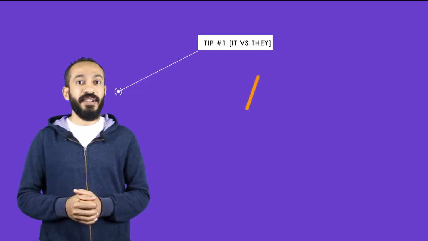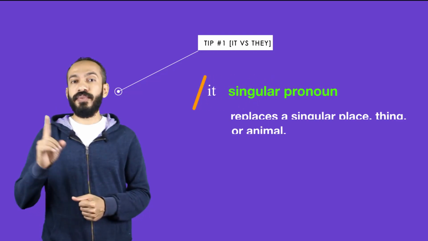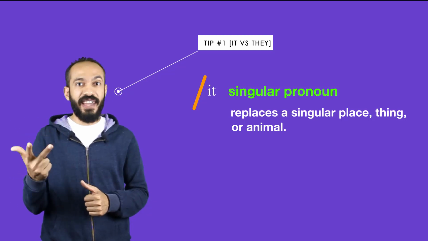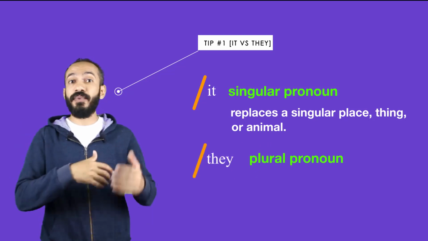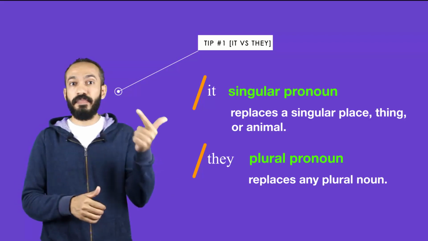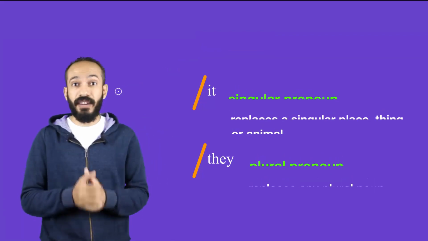Number 1, it and they. Alright, well, it is a singular pronoun that can replace one thing, one place, or one animal, while they is a plural pronoun that replaces anything that's plural. Lots of people, lots of places, lots of things, or lots of animals.